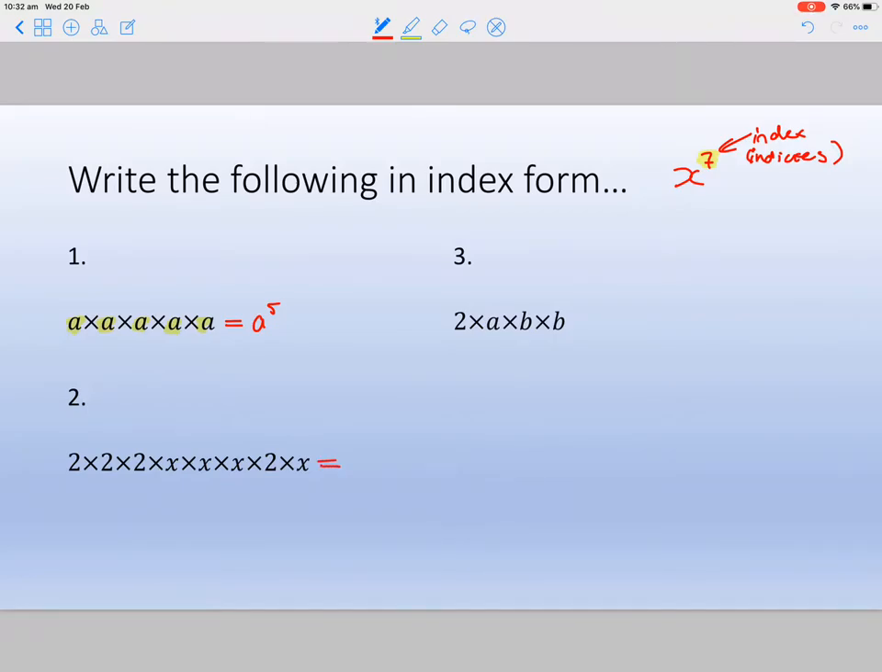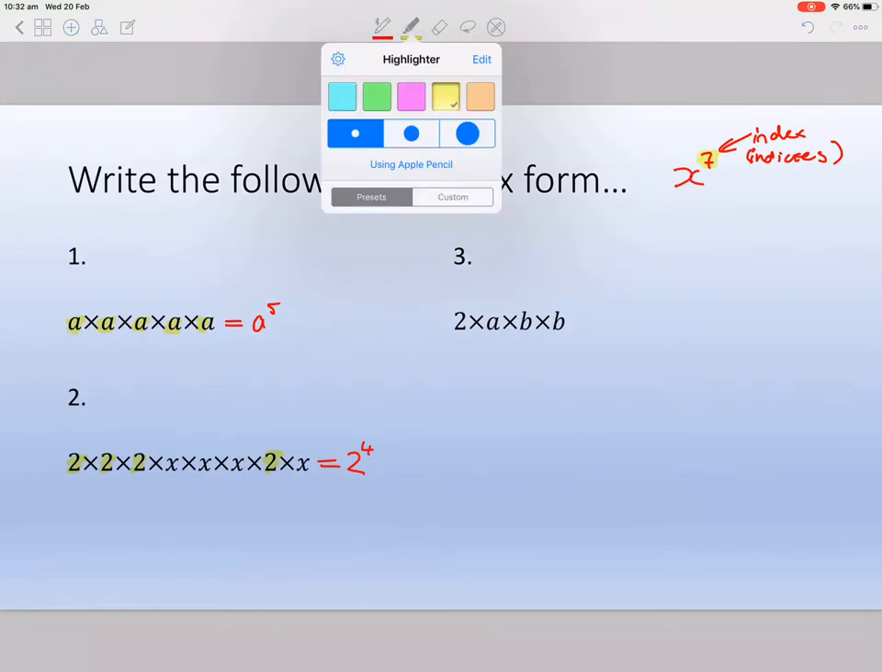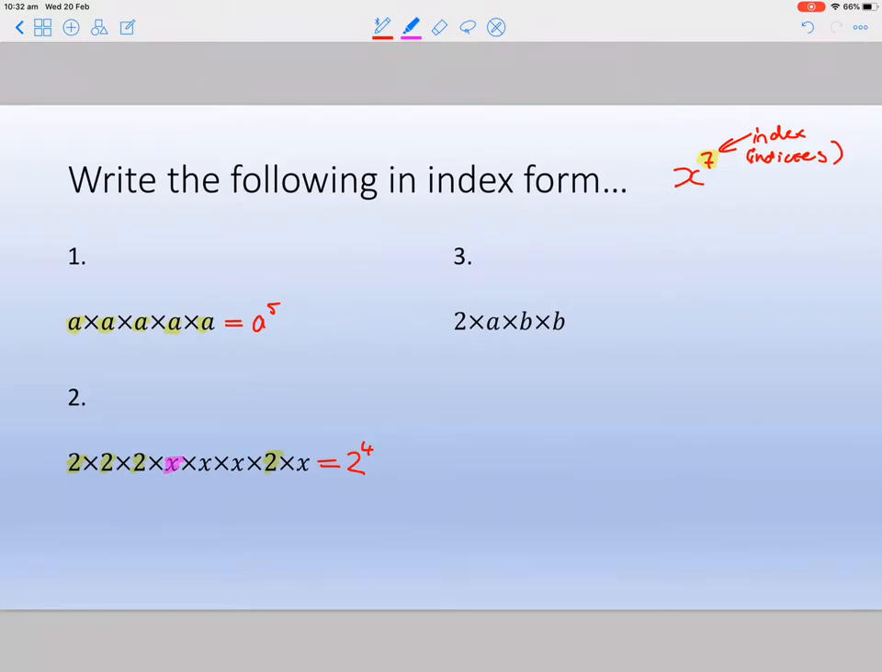Now we're going to write everything in index form, including the numbers. How many 2's are there? Well, there's 1, 2, 3, and there's a fourth one over here. So it's going to be 2 to the power of how many? 4, because there's 4 of them. And then I'm going to do the x's. 1, 2, 3, 4 x's multiplied to each other. So that means that's x to the 4. And that's written in index form.